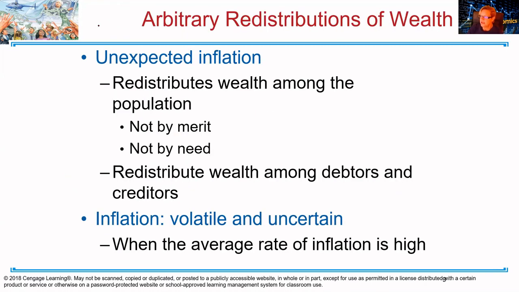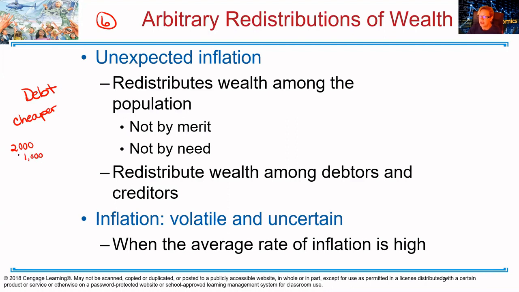The 6th would be arbitrary redispositions of wealth. What this means is when we redistribute wealth. So again, who wins in inflation? People who are in debt. And they win because they pay back their debt with cheaper dollars that don't buy as much as they did when they borrowed them. So for example, in 2000, let's say you borrowed $1,000.